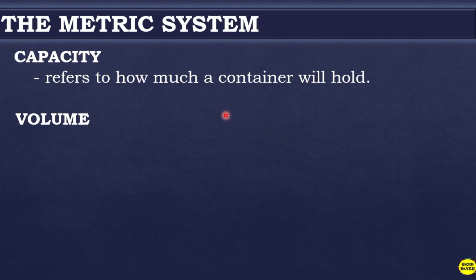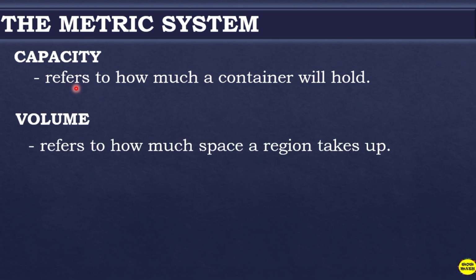So, pag sinabi nating volume, kung ito ay capacity, gaano karami yung laman na mailalagay mo sa isang container, capacity po yun. Pero if it's three-dimensional, there's already a space. So, it refers to how much space a region takes up. Ito po, it's just a container. Titingnan natin kung ilan laman. Halimbawa, cup, bote. Yun po yung capacity.